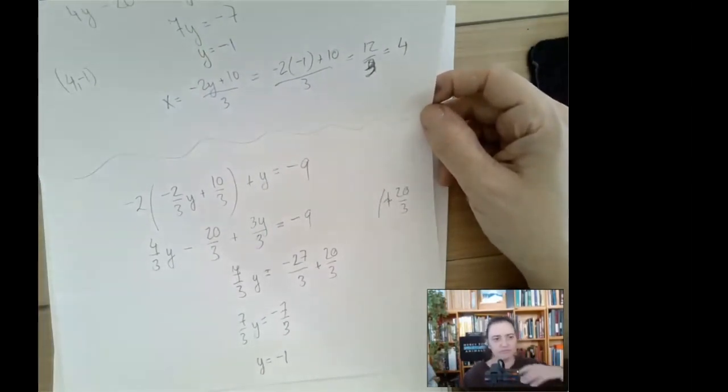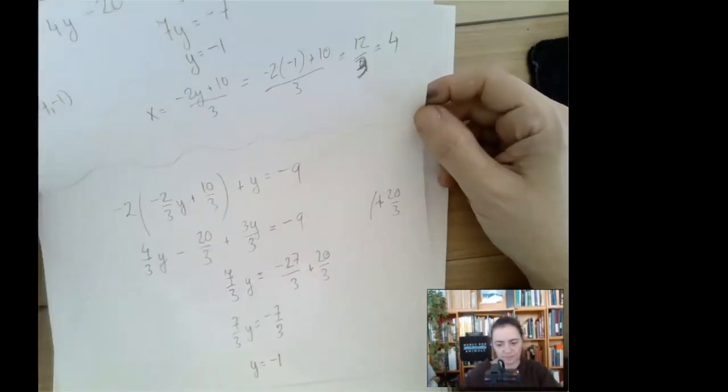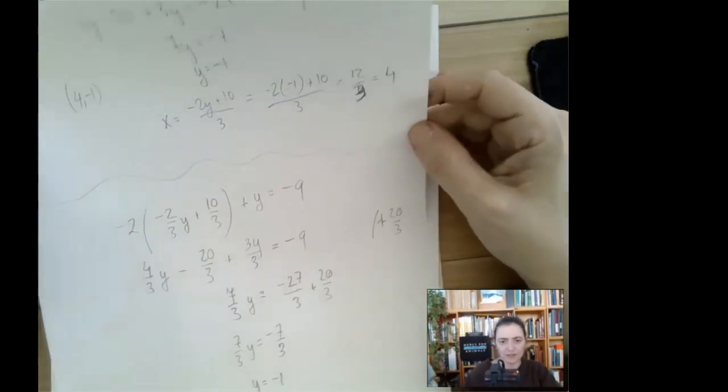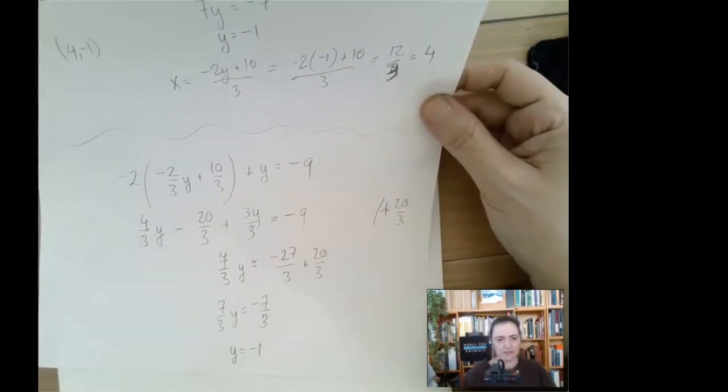I like to just clean out the denominators at the first moment possible. Notice that none of this happens when you do elimination. We don't have these fraction thingies. Okay, any questions?